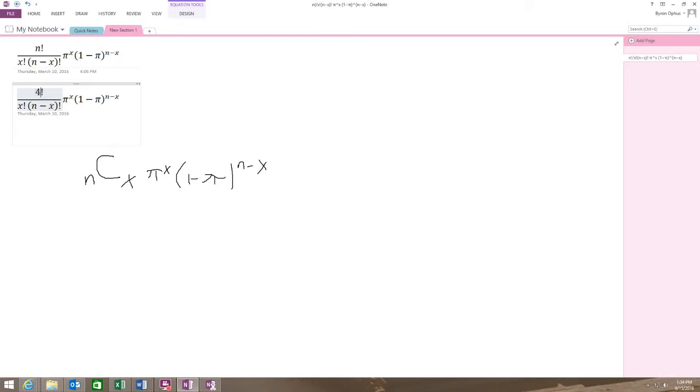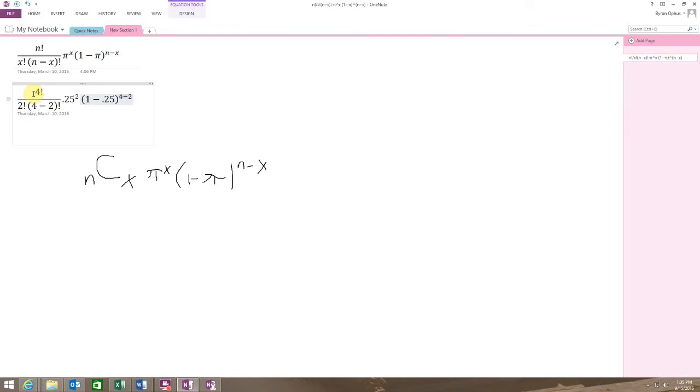And so we could say that this is 4 factorial over x is 2 for the first one, right? 2 factorial times, oops, I'm sorry, this should be 4 factorial minus 2 factorial, and pi is 0.25 to the x, to the second power, because x is 2, times 1 minus pi, or 0.25, to the n, which is 4, minus x, or 2.